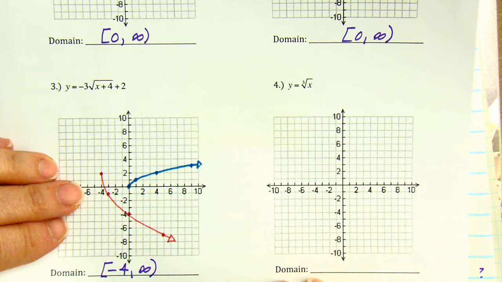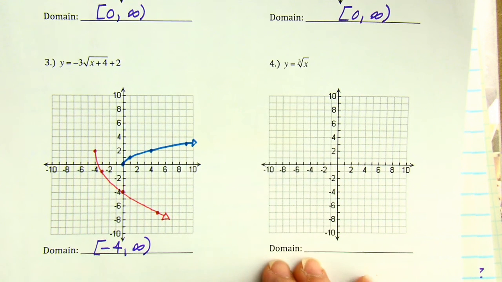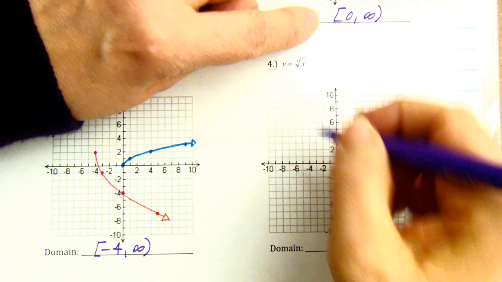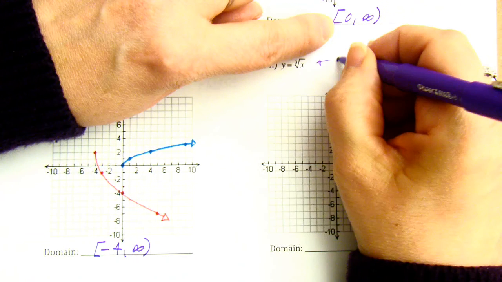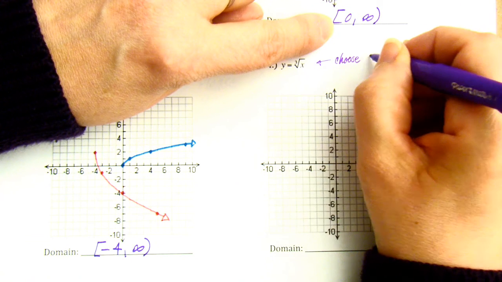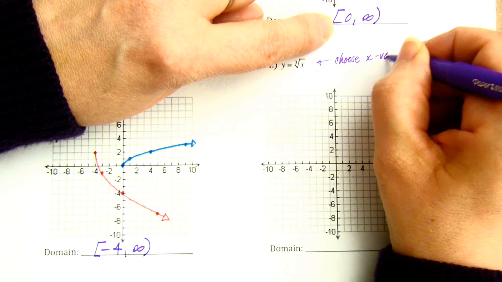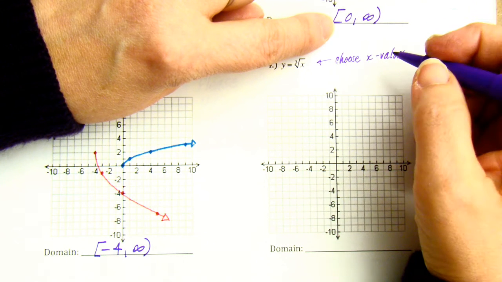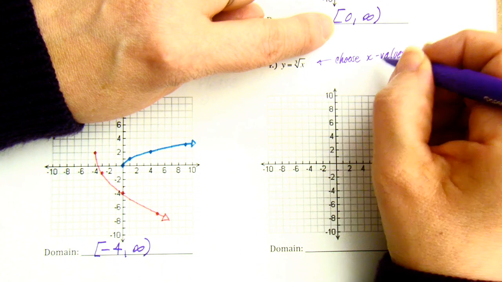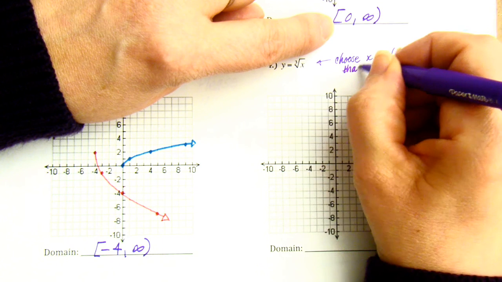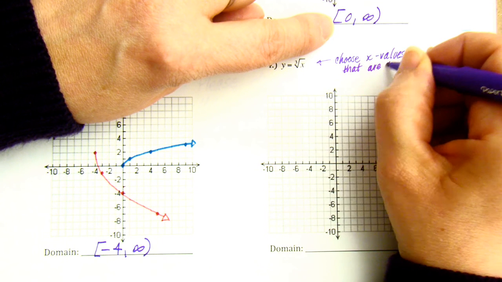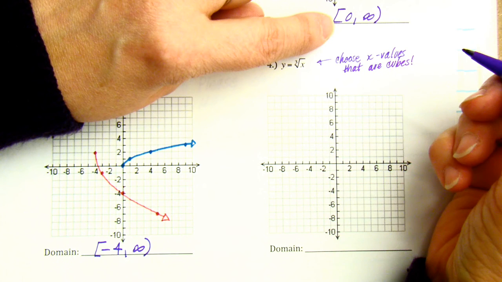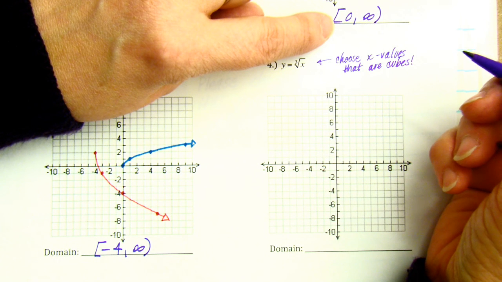All right. It makes sense for cubes that we're going to pick x values that are cubes. Choose x values. We just got done with radicals. You should know which are our basic cubes. Choose x values that are cubes. 0 is a cube. 1 is a cube. 8 is a cube. 27 is a cube.